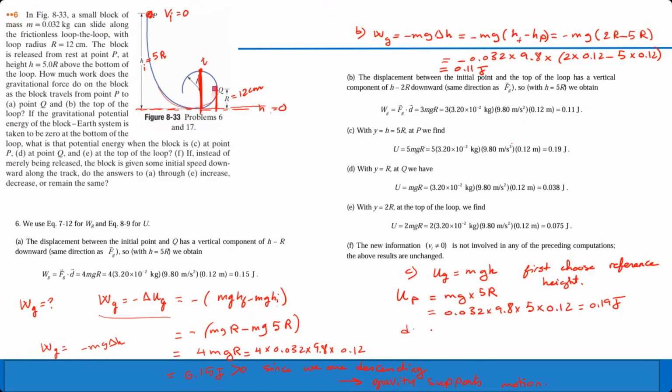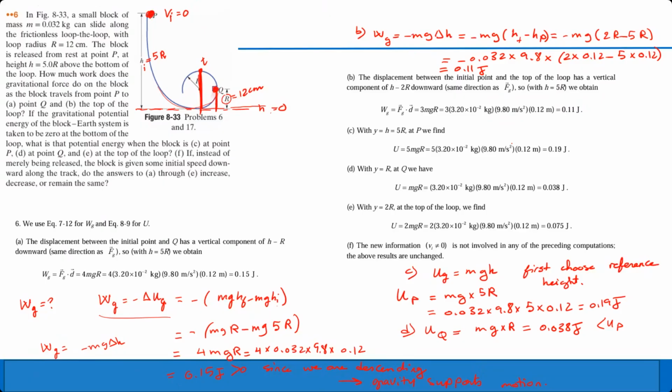In part D, we want the potential energy at point Q. Point Q is at a height r. So this is going to be mg times r. Again, you calculate, you get 0.038 joules. Notice how this is less than the potential energy at P. Why? Because at Q, you are at a lower height. You store less gravitational energy than when you are very high at P.